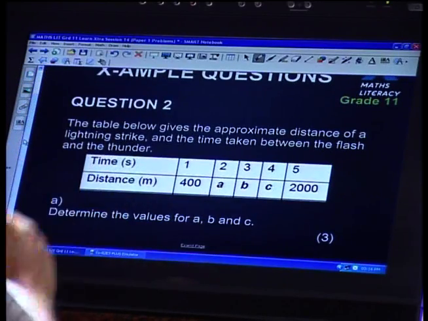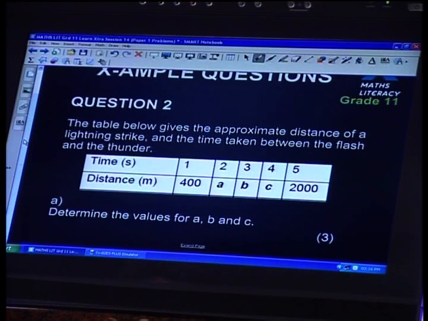The table below gives the approximate distance of lightning strike and the time taken between the flash and the thunder. Right. So, I'm sure you've been in the middle of a storm. Those of you who live in the Gauteng province will know what our storms are like. You can see the flash, and then you hear the rumble, or you hear the rumble and then you see the flash, and there's a time period between that, and they maintain that for every second it means that storm is 400 meters away.